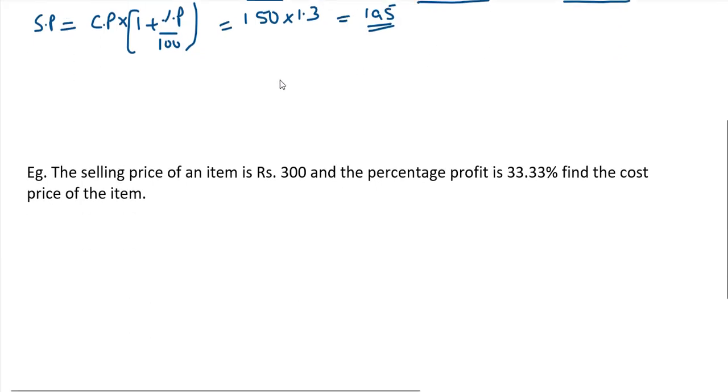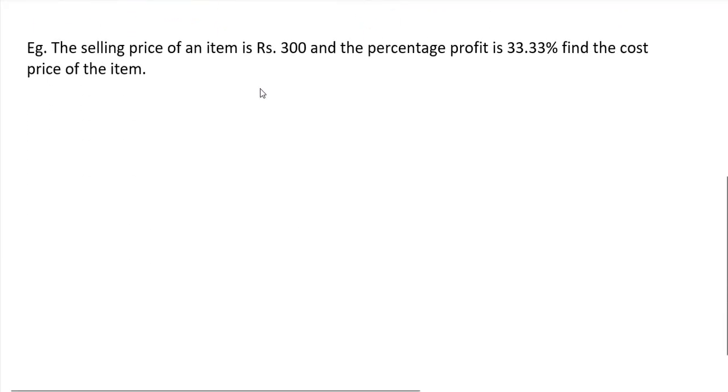Now let us see what happens when you need to find your cost price. In this example, the selling price of the item is given, which is 300 rupees, and the percentage profit is given as 33.33%. We have been asked to find what is the cost price of the item. I'll show you two methods for solving this problem. One is the long one and the other is the short one using reverse percentage change. I have explained the concept of reverse percentage change in my videos on percentages. You can have a look at it before proceeding with this video.